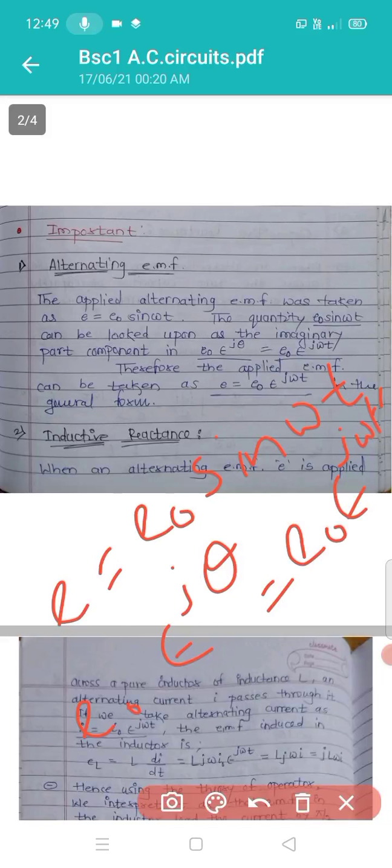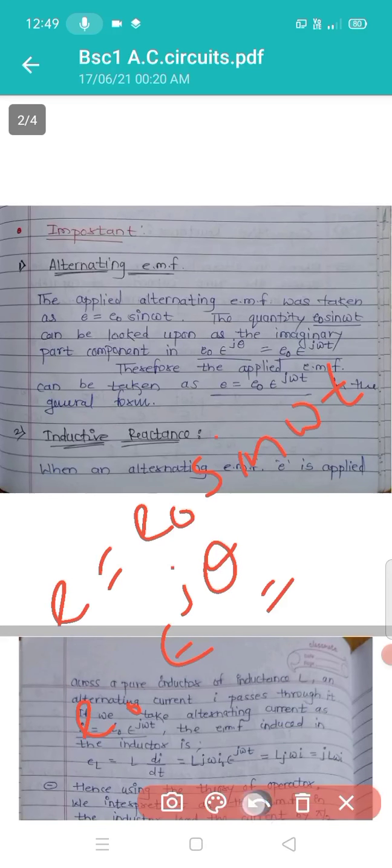Therefore, the applied EMF can be taken as E equal to E naught epsilon raised to j omega t. In the general form, we take the alternating EMF E equal to E naught epsilon raised to j omega t. Understood? Then the next term is the inductive reactance. What is the inductive reactance?